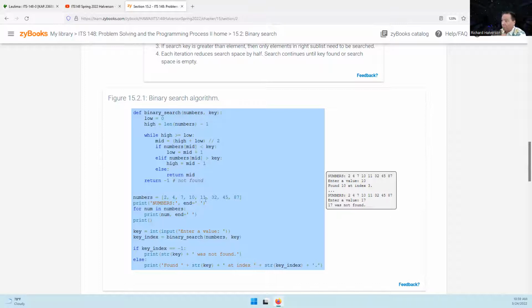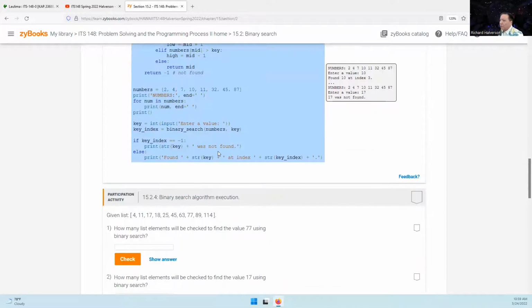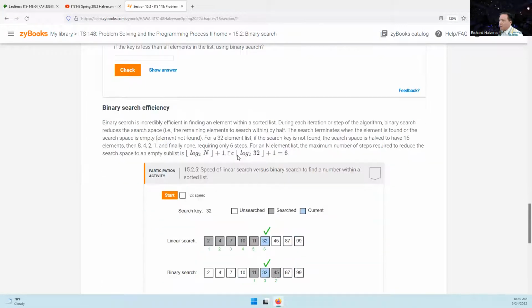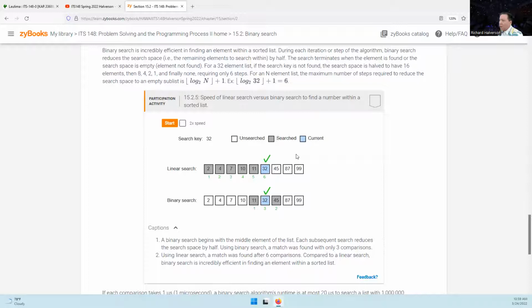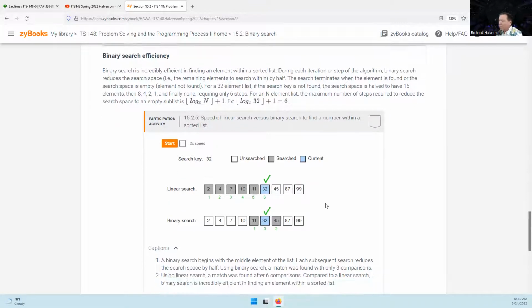But this is an iterative version where we actually have these indexes here and we're moving them back and forth that way. So this is the algorithm. Make sure you understand how that works. And here it talks about efficiency. Okay, so here's where we talk about efficiency. You should read through this and get all the points.